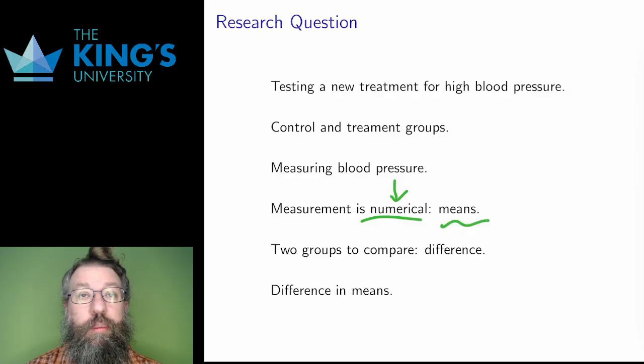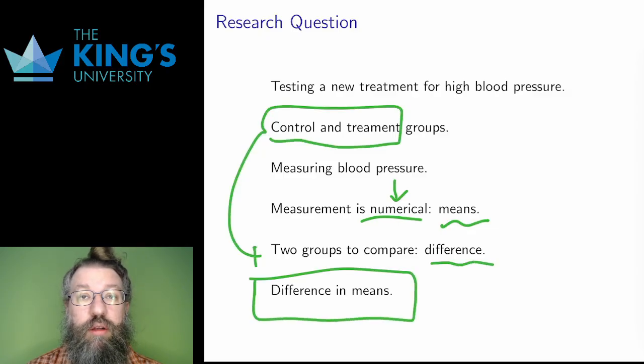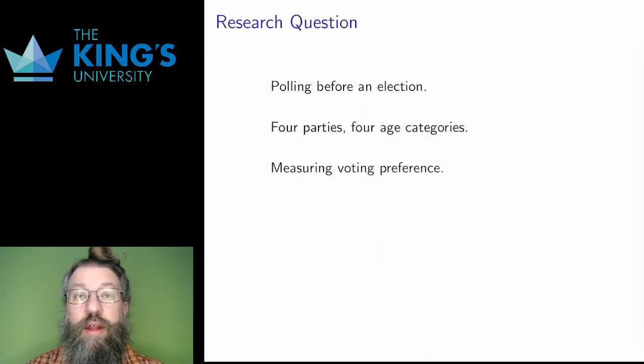Blood pressure is a number. Since this is numeric, the statistic is a mean, so we're dealing with means. But then there are two groups to compare, treatment and control. Each of those groups has a mean, so the comparison is a difference in mean. That's our approach here. This is a difference in means.